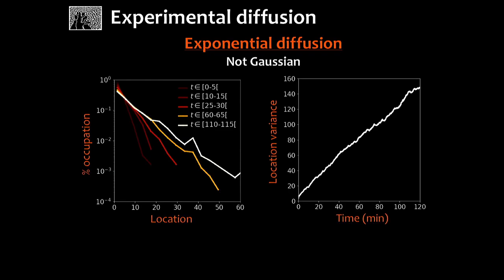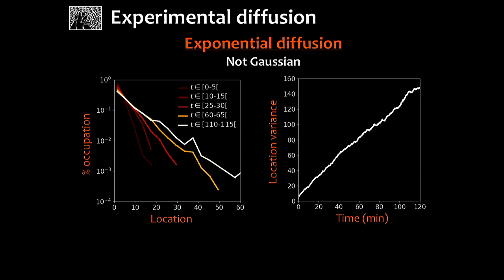So what is the experimental diffusion? Here you have the distribution of the ant on the unfolded space for several times, and here you have the variance over time. So it's a diffusion because the variance depends linearly on the time, but it's not new.